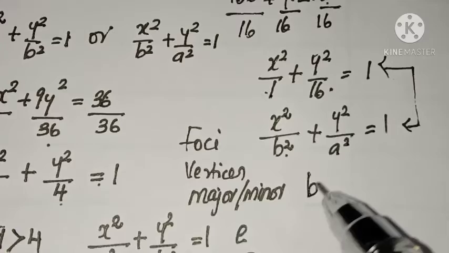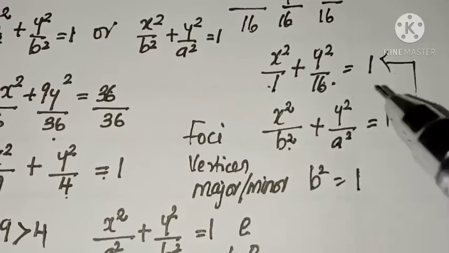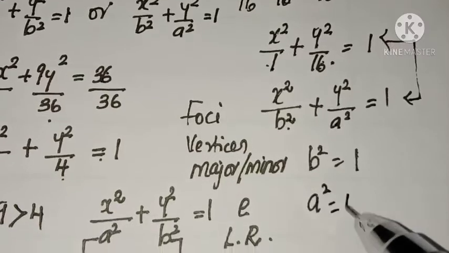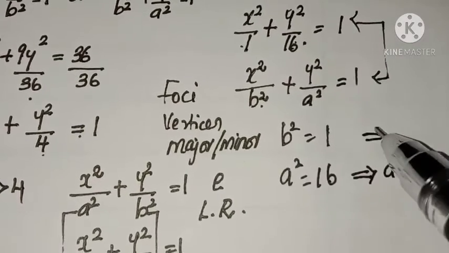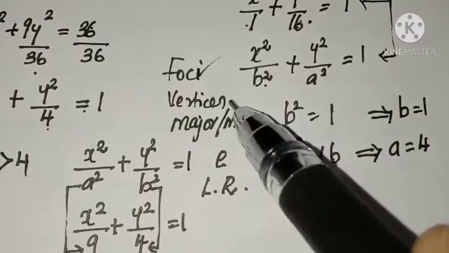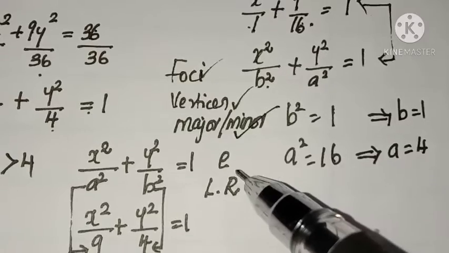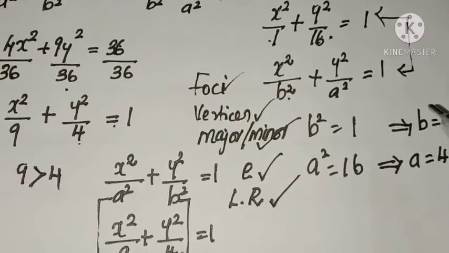What is b² here? b² = 1. What is a²? a² = 16. From these we can write a and b. Then as usual, find the foci, vertices, major and minor axis, eccentricity as well as latus rectum.